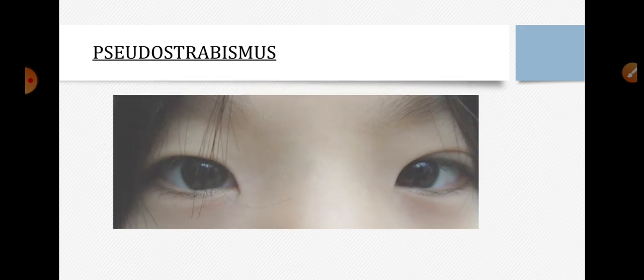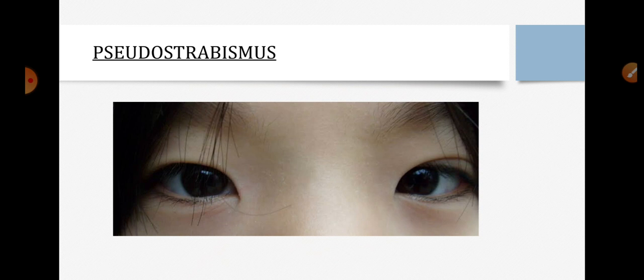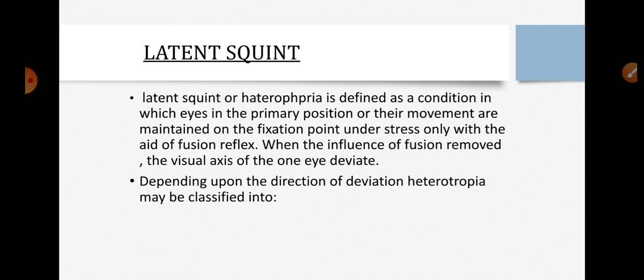Now look at this picture. The girl apparently seems to have a squint, but actually she has normal bifoveal vision. She is a pseudostrabismic person. Now, latent squint. If the strabismus is present in the eye at a very small angle, then the tendency of the eye to deviate is overcome by the fusion reflex during binocular vision. That is latent squint.